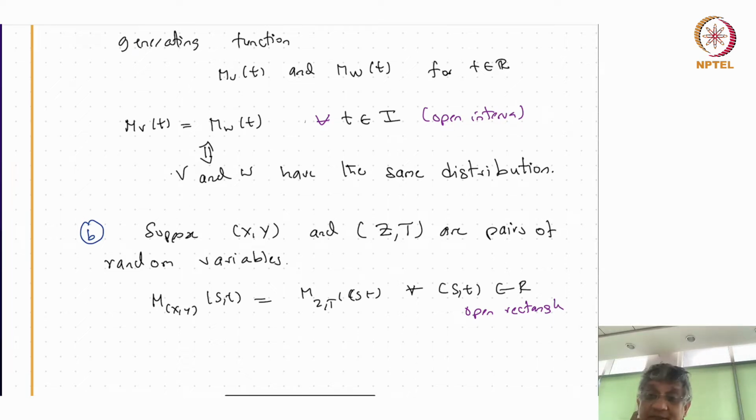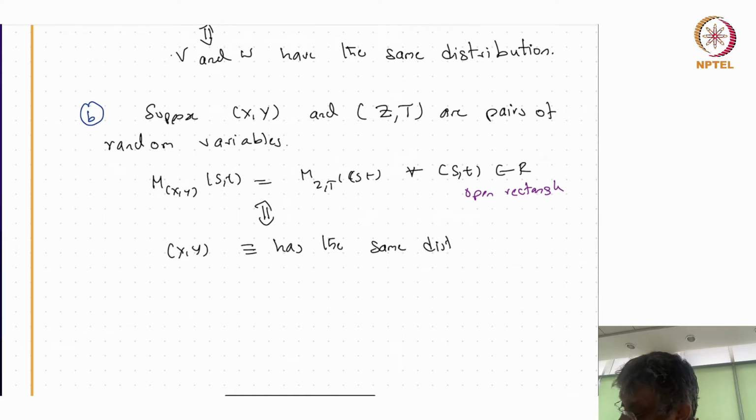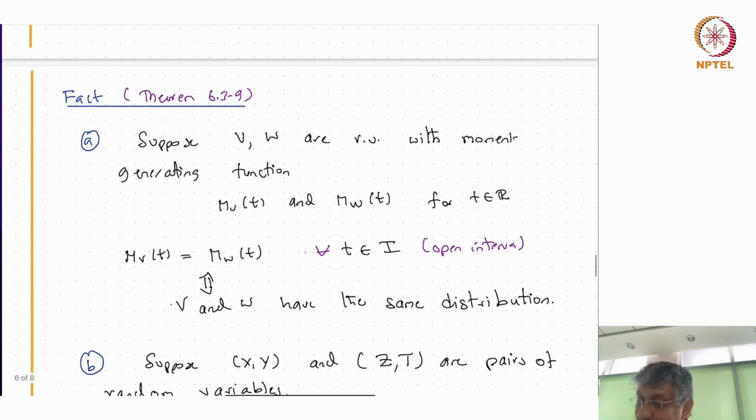Then the joint distribution of x and y has the same distribution as z and t, and that's if and only if. Very nice. So this fact tells you that the moment generating functions determine the distribution. This is called the uniqueness theorem. It's a very important fact one can use.